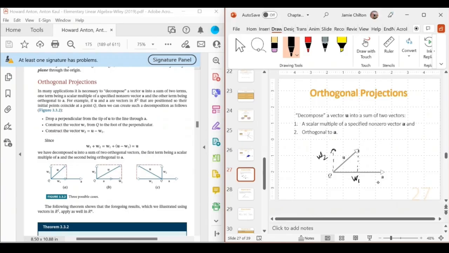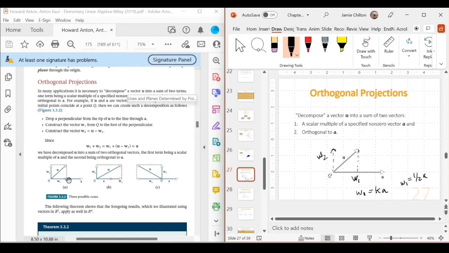Now, here's the deal with this W1. W1 is going to be a scalar multiple of this line through A. So if we look at this picture, what would you estimate W1 is here? If we said A ends right here, we might approximate W1 equals about a half A. But that's not always the case.